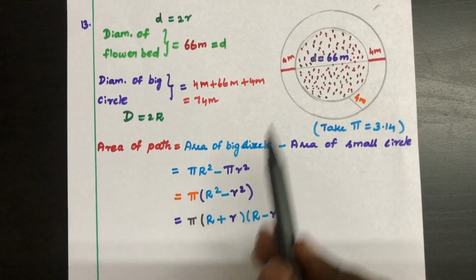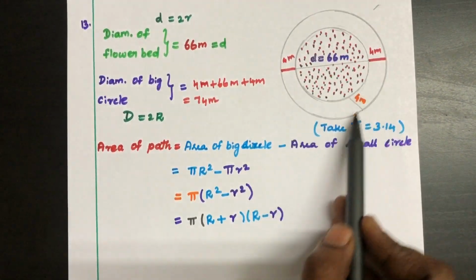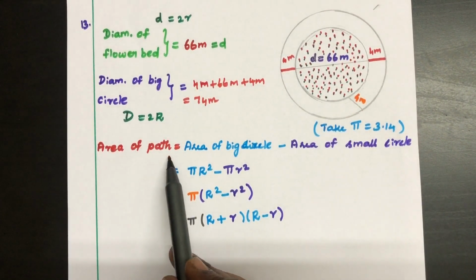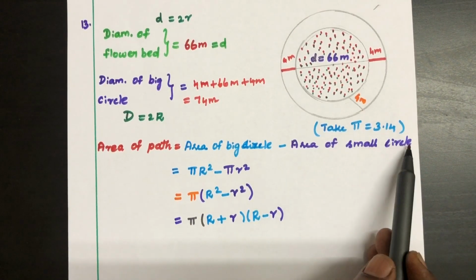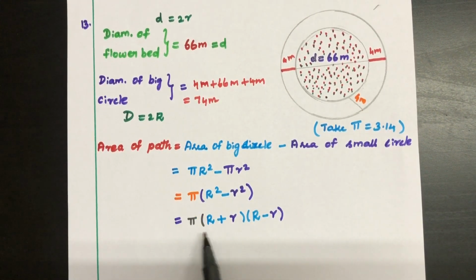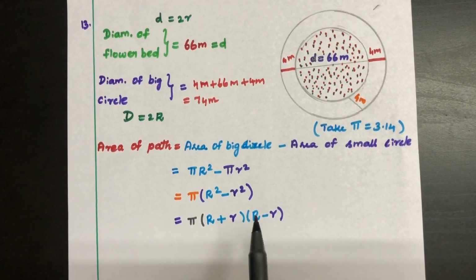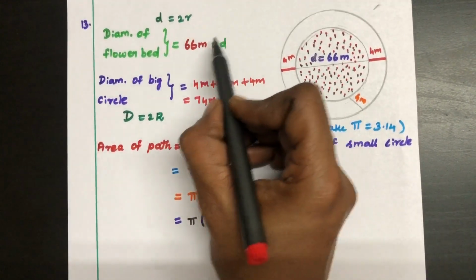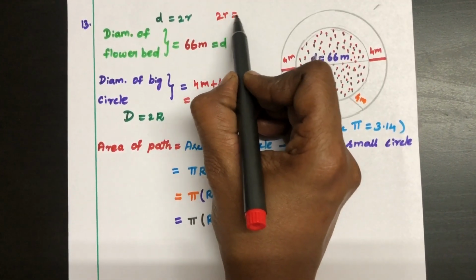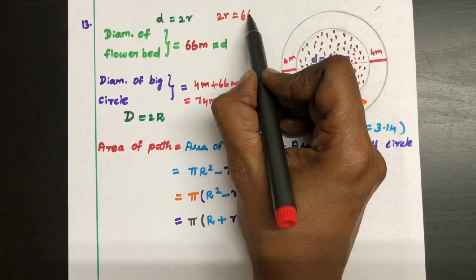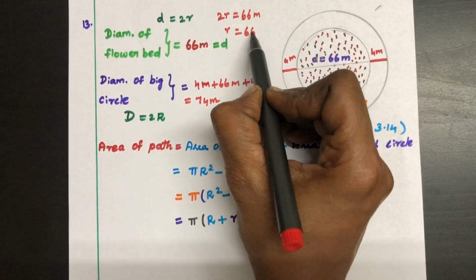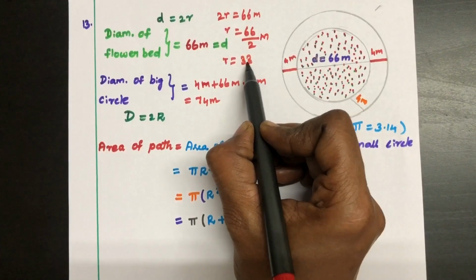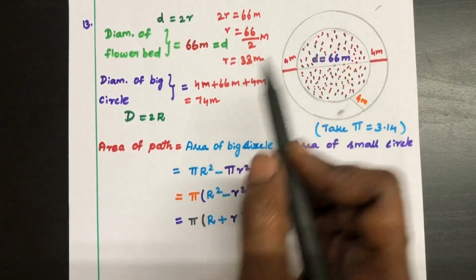Now we are going to find the area of this path alone. Right? For that the formula is there. Area of the path equal to area of big circle minus area of small circle. So what is the formula? Pi into R plus r, R minus r. For that we need r value. So this is diameter value. 2r is equal to 66. What is r? r is equal to 66 by 2 meter. So small r value is 33 meter.